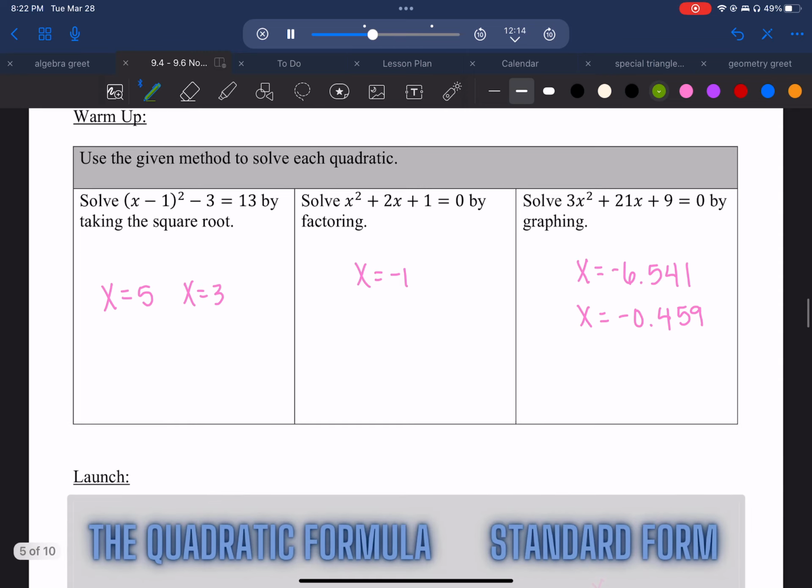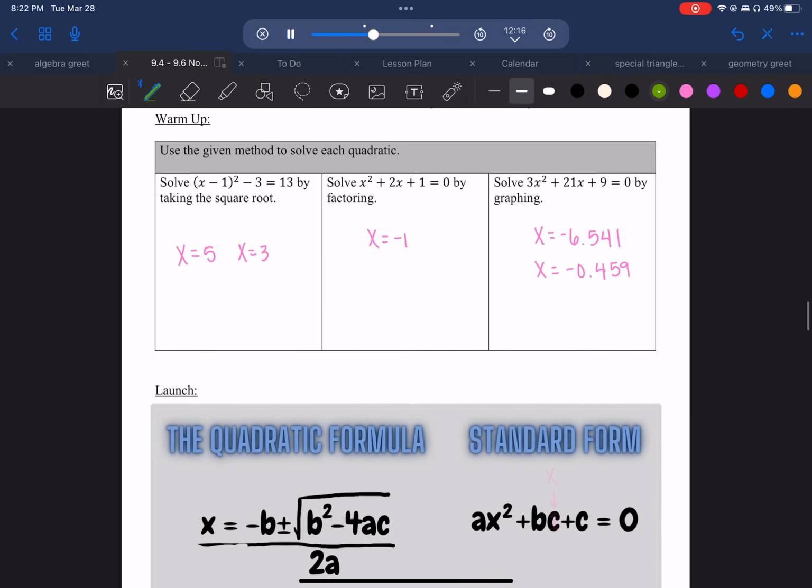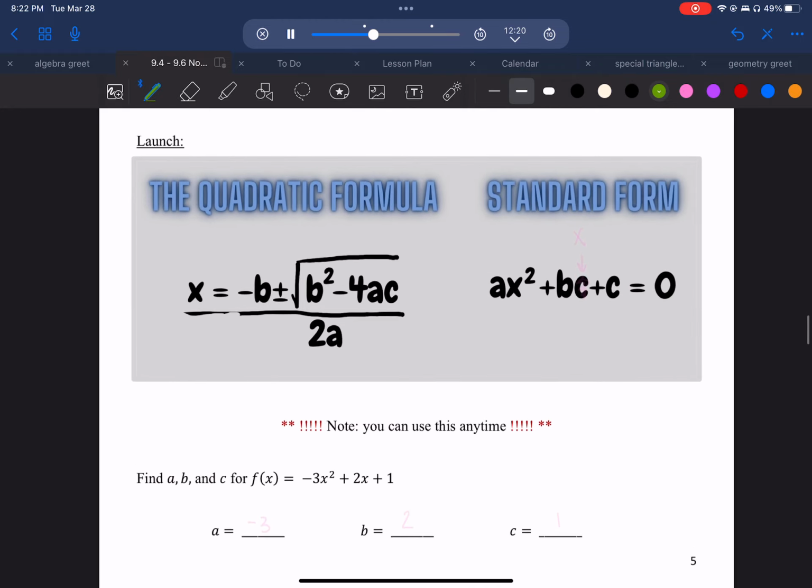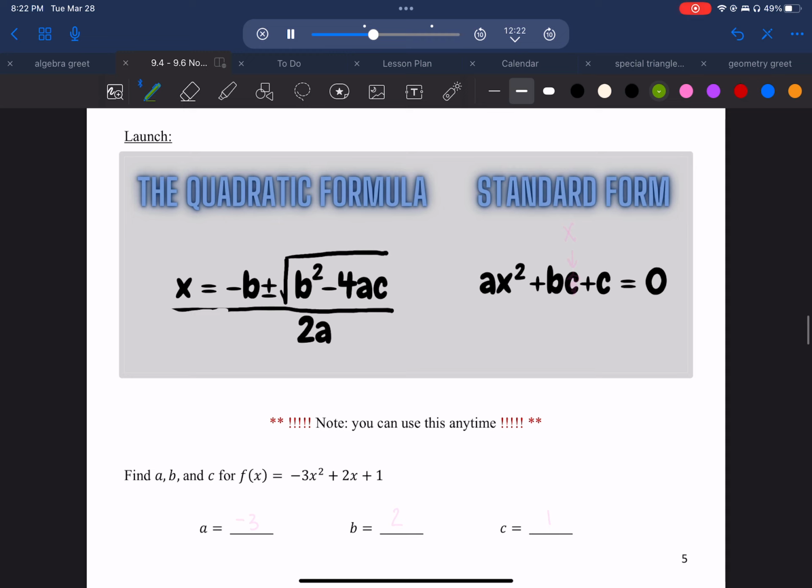Okay, so this time we are learning about the quadratic formula. And the quadratic formula is x equals -b plus or minus the square root of b squared minus 4ac all over 2a. And that is using a, b, and c from standard form of ax squared plus bx plus c equals 0.